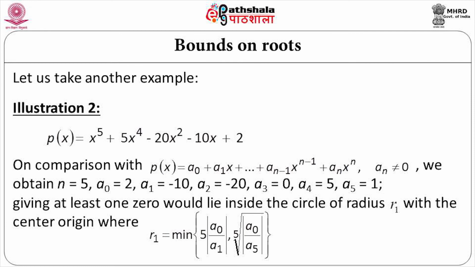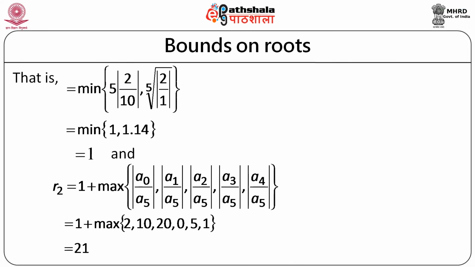And so, r1 is given by the minimum of 5 times the absolute value of a0 by a1, and the 5th root of the absolute value of a0 by a5. So, let us substitute these values. This gives 5 times 2 by 10 and the 5th root of 2 by 1. 2 by 10 is 0.2, 0.2 into 5 is 1 and the 5th root of 2 is 1.14. So, the minimum is 1. So, this tells us that there is at least one root within a circle of radius 1. Let us calculate the upper bound, that is r2.